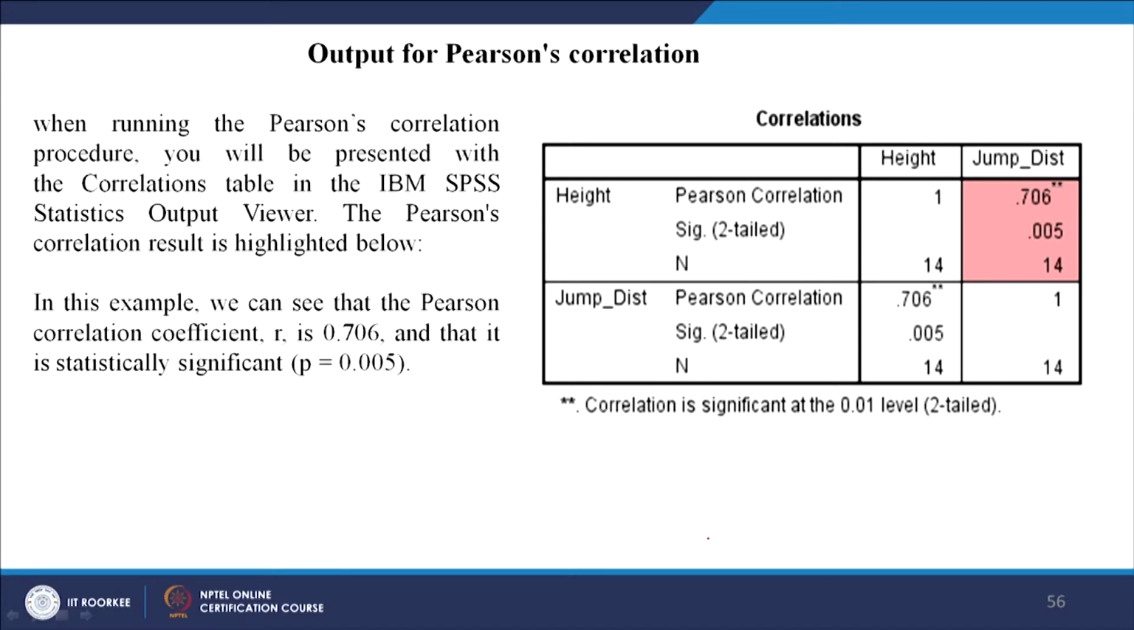So, output for Pearson's correlation, how it is running in this case, you see. Suppose this is just a fictitious example, height and the jumping distance, the correlation was let us say 0.706 and it is significant. In this example we can see that the Pearson correlation coefficient is 0.706 and it is statistically significant at 0.05, usually it is 0.05, that means 5%, right. So, that is what it says.